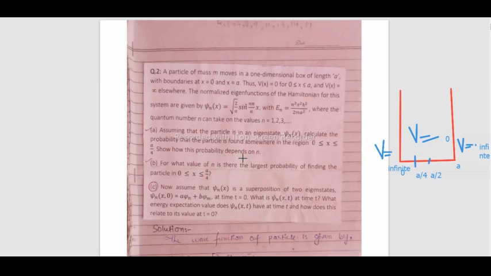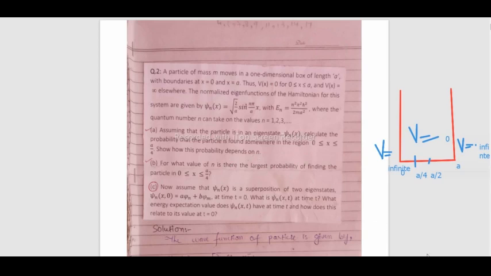Basically, we are asked to find the probability of finding the particle between 0 and a upon 4. The particle is moving from 0 to a, but what is the probability of finding that particle in this required region, which is from 0 to a upon 4, right? So we are asked to derive an equation showing that the probability of the particle depends upon n, the number of the eigenstate, right? So we are going to do the first part.